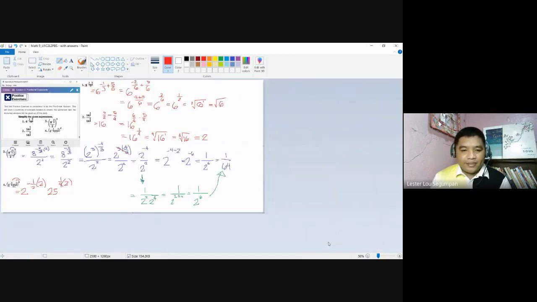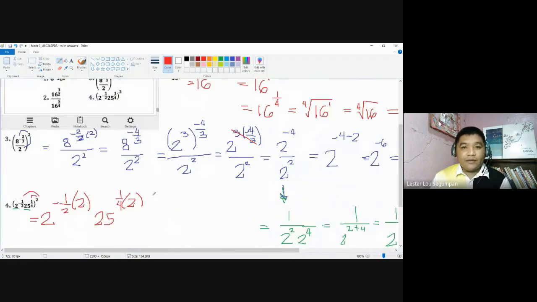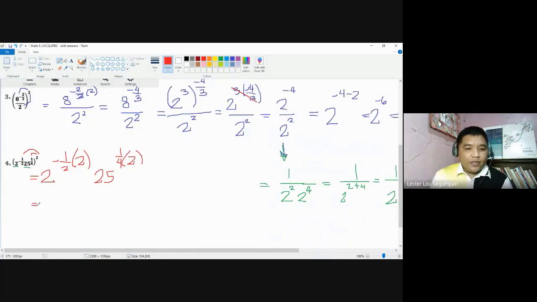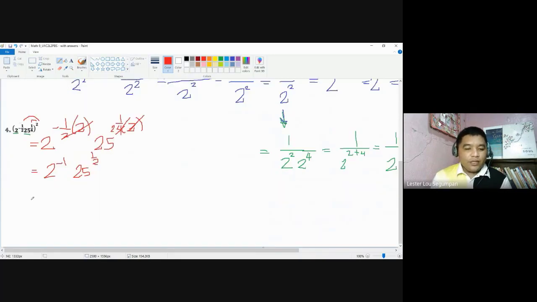Let me increase some spaces here for more computation. Pardon my handwriting. I would like to make it big so that it would be emphasized. And here you will have, again, cancel that out. You have 2 to the power of negative 1 times, if you cancel this out, 2 times 1/4 or 2/4, which becomes 1/2. So we have 25 raised to 1/2. Then you can move down the 2 to the power of 1 to make the exponent positive. So you have here 2 to the power of 1.